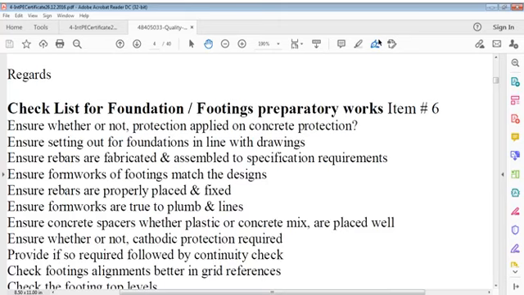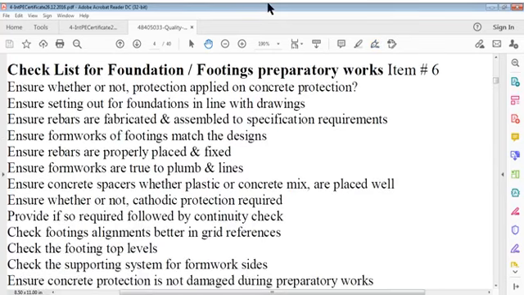Checklist for foundation, footings, preparatory works, item under 1.6. Now ensure whether or not protection is applied on concrete. We just talked about concrete protection. Ensure setting out for foundation is in line with drawings.